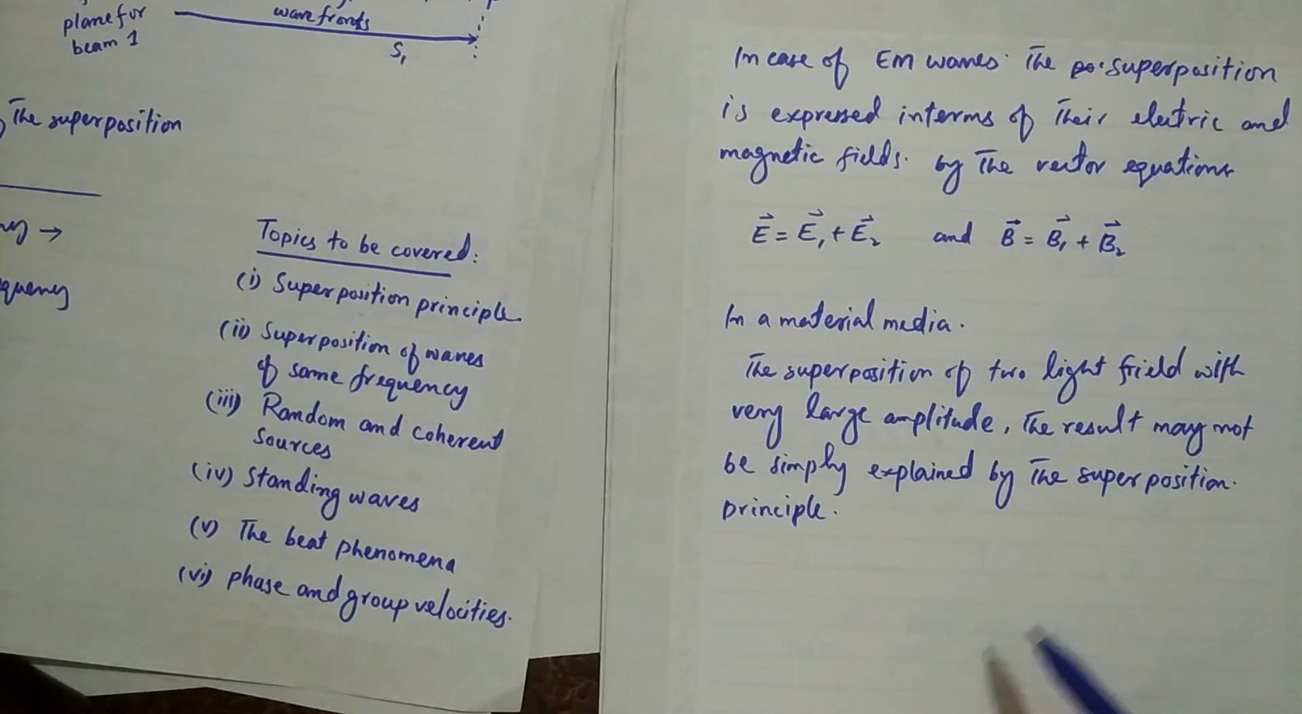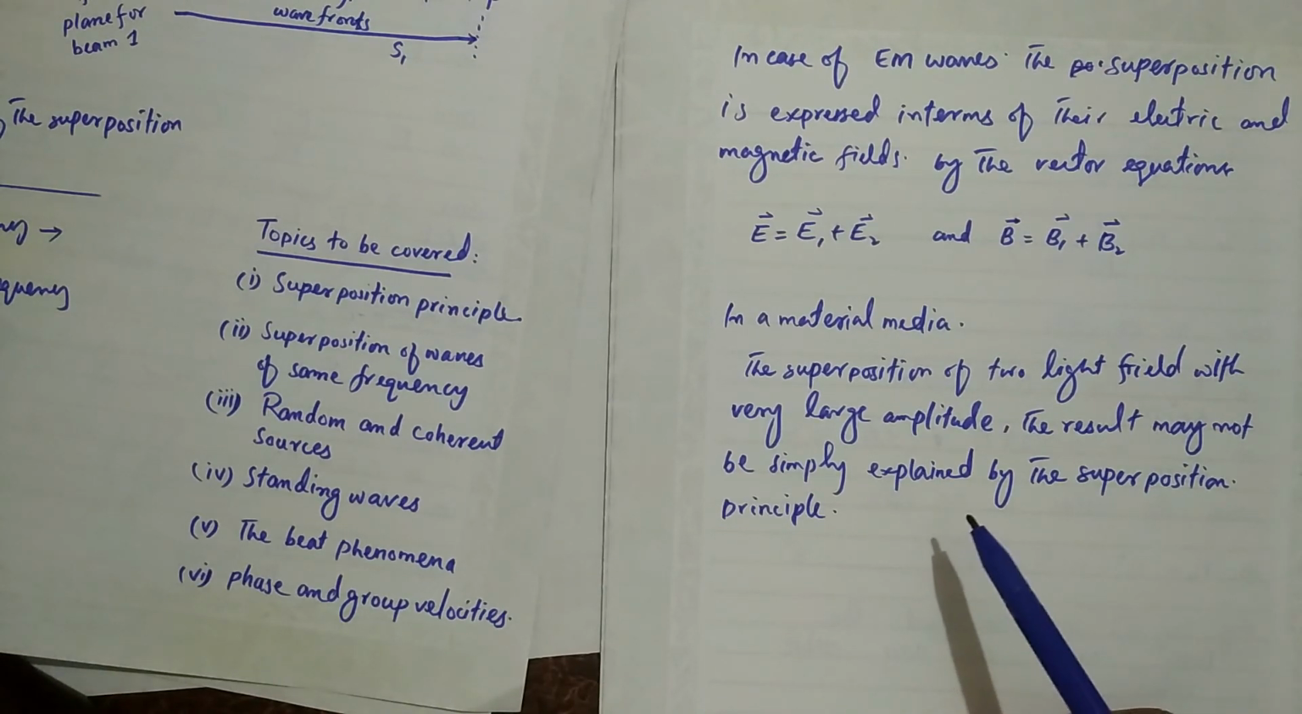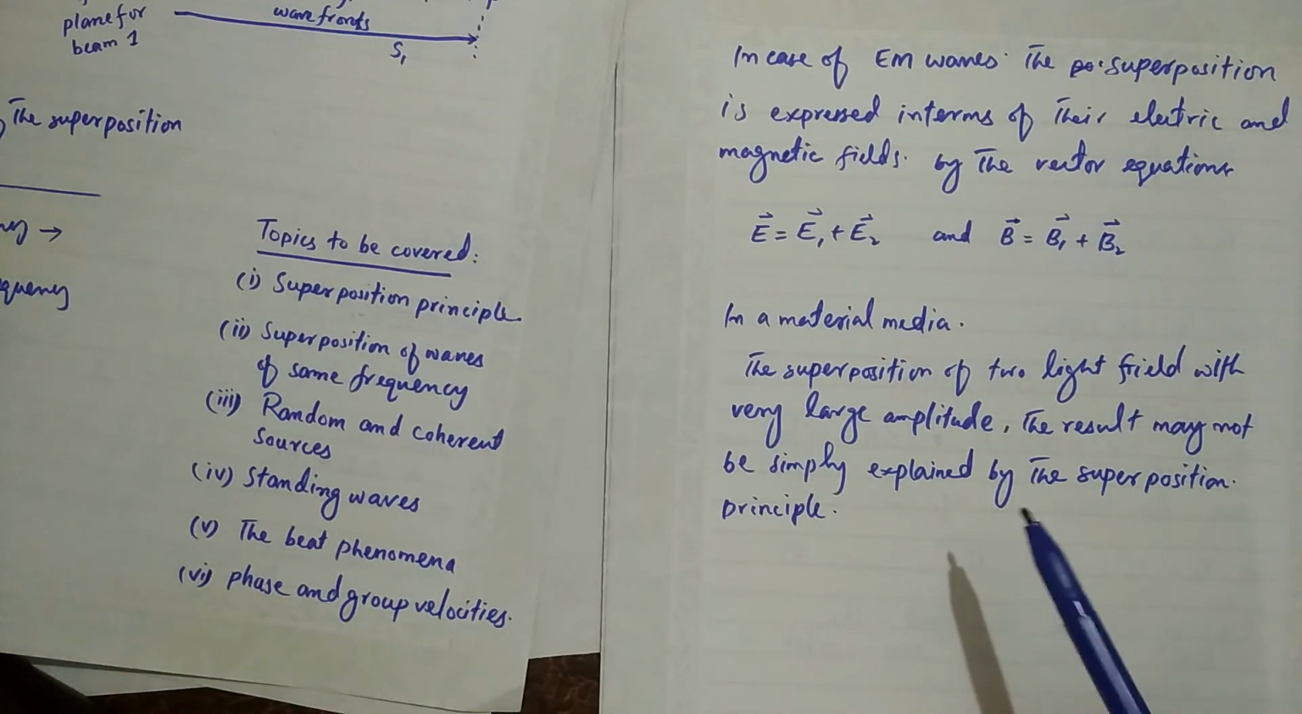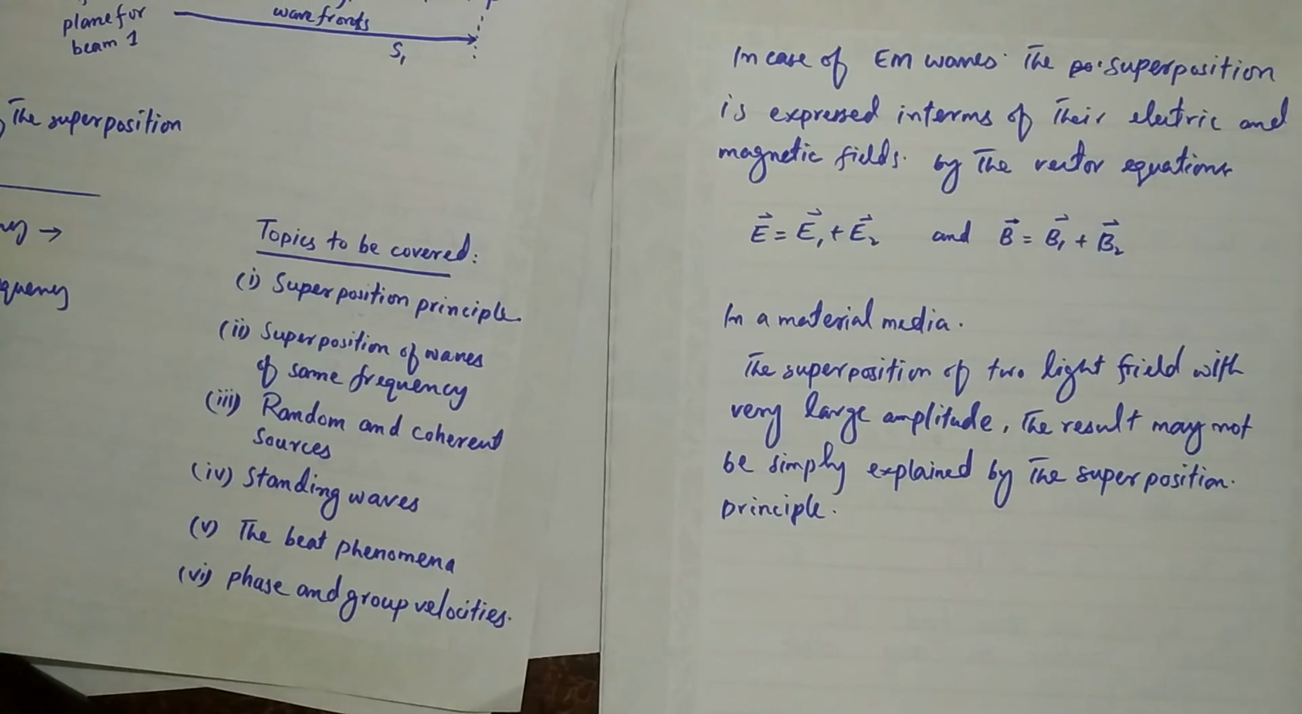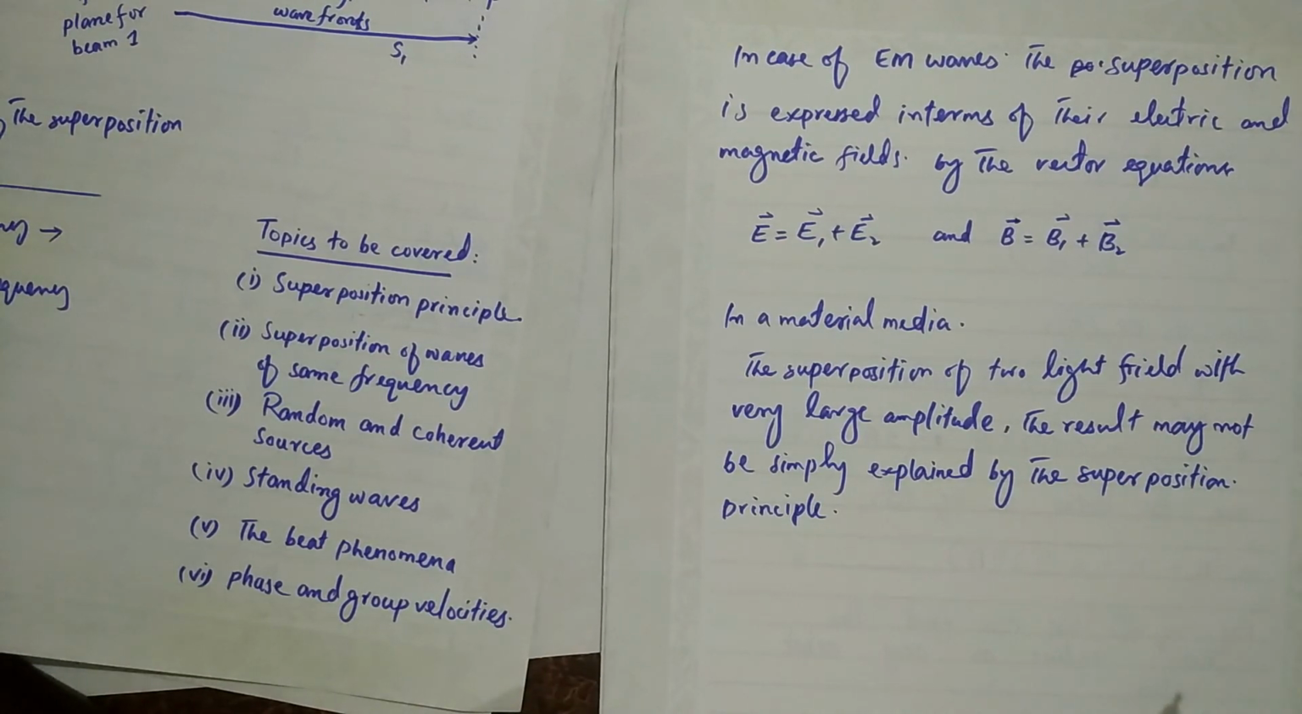Here I told that when two light waves of very large amplitude superpose each other in a material medium, then at the point of superposition the resultant wave is not simply explained by the superposition principle, because light waves with very large amplitude produce some nonlinear effects in the material medium, and that leads us to a new branch of modern physics, which is now called nonlinear optics. So that we will discuss later, I hope, in the laser chapter.